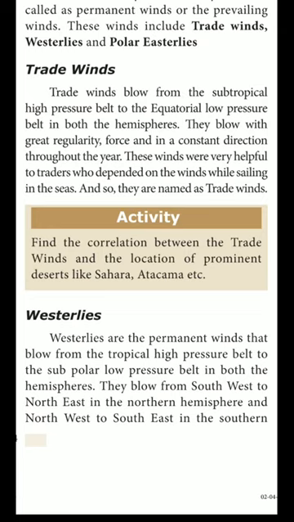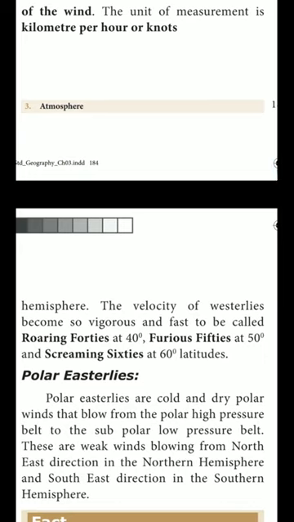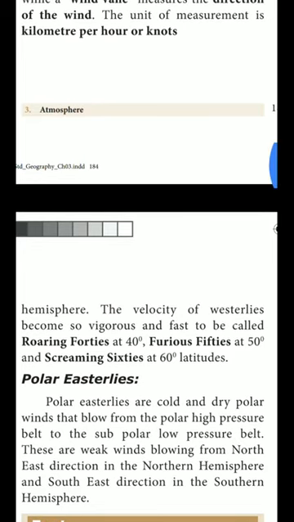So, what do you mean by this westerlies? Westerlies are the permanent winds that blow from the tropical high pressure belt to the subpolar low pressure belt. Where will it blow? Both the hemispheres, northern hemisphere and the southern hemisphere. They blow from southwest to northeast in the northern hemisphere and northwest to southeast in the southern hemisphere. Okay, next one. The velocity of this westerlies become so vigorous and fast to be called roaring forties at 40 degree, furious fifties at 50 degree, and screaming sixties at 60 degree latitude. Okay, there is another one question also.